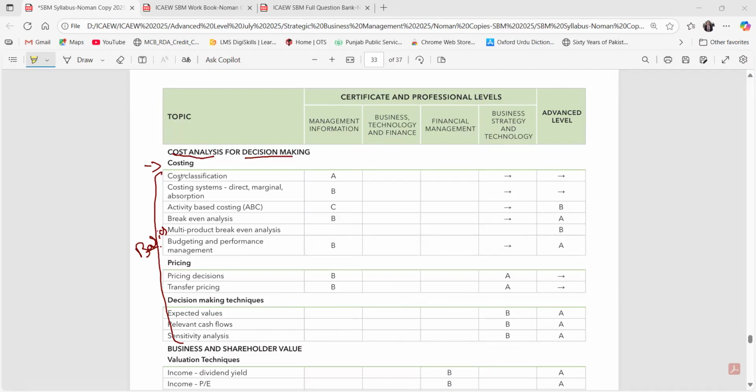Starting with cost classification, how you can classify your cost. It could be direct cost, indirect cost, fixed cost, variable cost, semi-variable cost, step cost, what kind of costs you are talking about. Then we have costing systems. We have direct costing system, we have absorption costing, we have marginal costing.